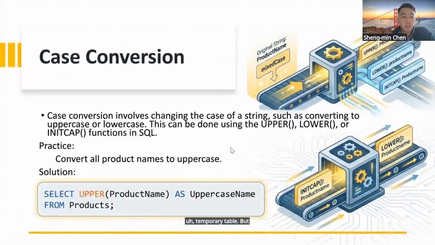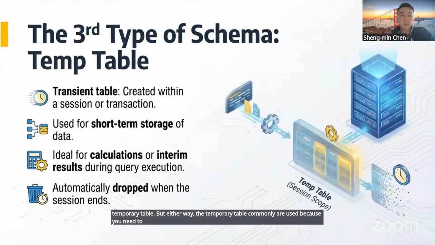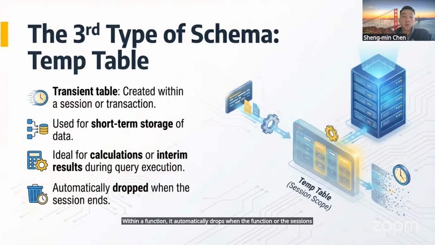But either way, temporary tables are commonly used because you need just a temporary place to store the table for an inner loop or just a function within a function. It automatically drops when the function or the session terminates.